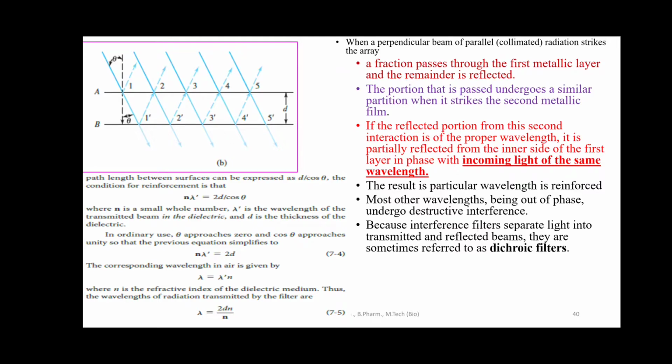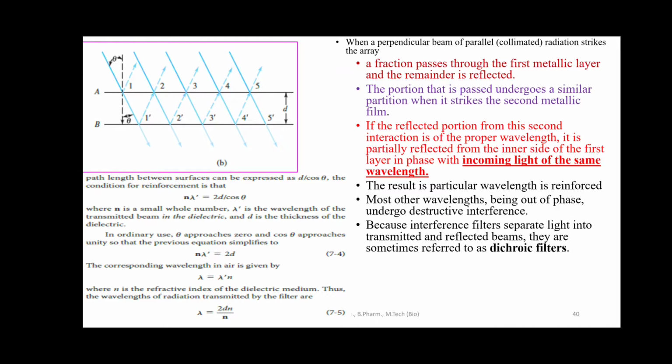So the particular wavelength is reinforced, most other wavelengths being out of phase, and this is what happens in laser production also, right? So the same wavelength becomes constructive and reinforced, others are out of phase, so those are destructive wavelengths, and they get destroyed. Okay, because interference filters separate light into transmitted and reflected beams, they are sometimes referred to as dichroic filters.